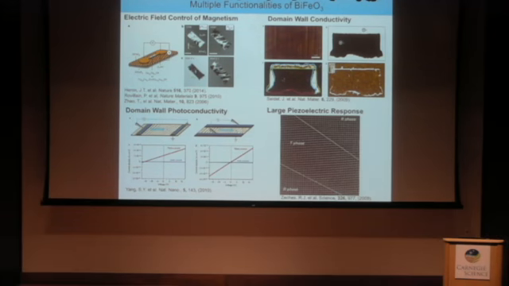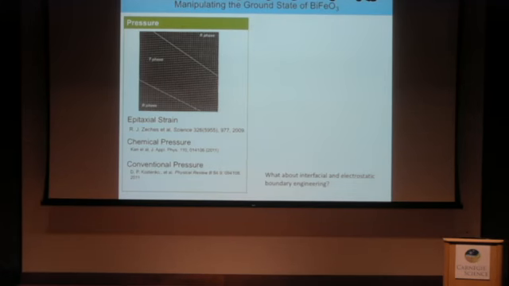Bismuth ferrite also has a couple of interesting ground state ferroelectric structure-based interests, where you tune through a morphotropic phase boundary with strain, between a tetragonal phase and a rhombohedral phase, mixing the states to get enhanced piezoelectricity. But you can also do this with pressure and chemical pressure and all sorts of things.